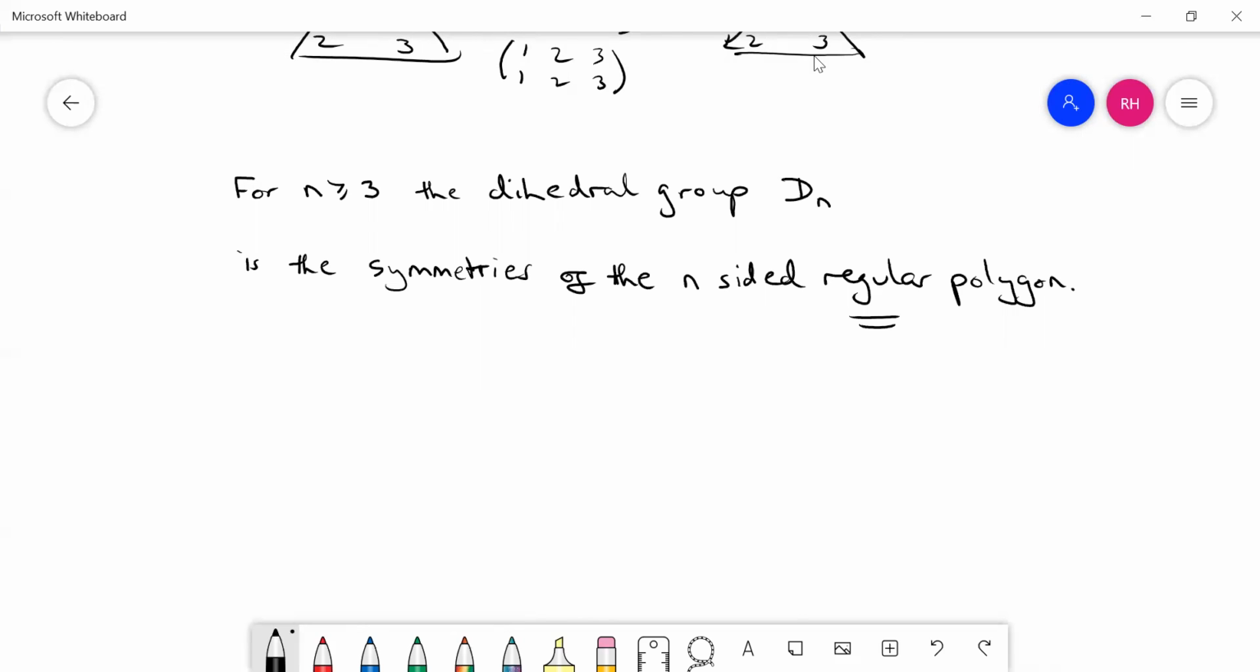So I've started out explaining a bit about D3, the dihedral group of the equilateral triangle, but there's also ones for all the regular polygons with more sides than that. Now for n equals 1 and 2, they're still dihedral groups, but you can't really make sense of the symmetry of a 1 or 2-sided polygon, so I will talk about that later. Okay.